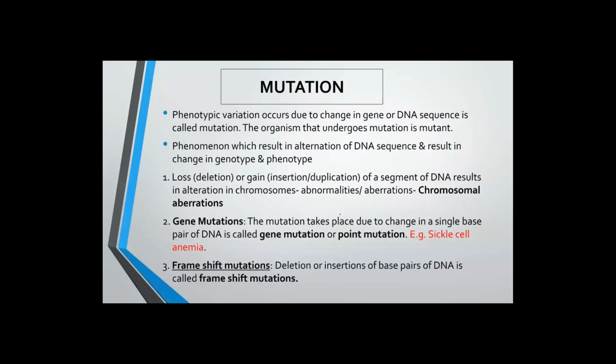Now mutation. We know that mutation is a change in the gene or DNA sequence, and it causes a change in characters. Phenotypic variation will occur due to mutation. It could be deletion, insertion, duplication, or addition of a particular gene sequence. This can result in alteration of chromosomes, that is chromosomal aberrations. When the mutation takes place due to a change in a single base pair of DNA, it is called gene mutation or point mutation. For example, sickle cell anemia.